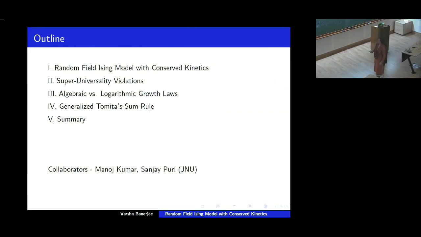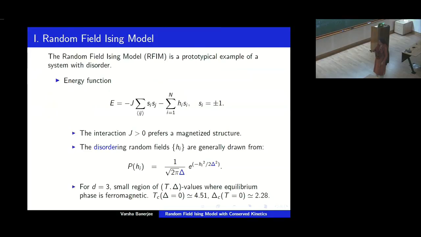So the brief outline of the talk: first, an introduction to the random field Ising model with conserved kinetics. Then some of the consequences of the conserved kinetics: super-universality violations and different kinds of growth laws. And finally, if I have the time, I'll tell you a little bit about this very nice generalized Stomata sum rule that we've discovered while doing this work. The work is done with Manoj, who is a graduate student, and Sanjay Puri from JNU in New Delhi.